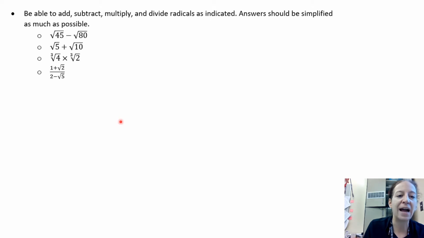Next one is be able to add, subtract, multiply, and divide radicals as indicated. Answers should be simplified as much as possible.